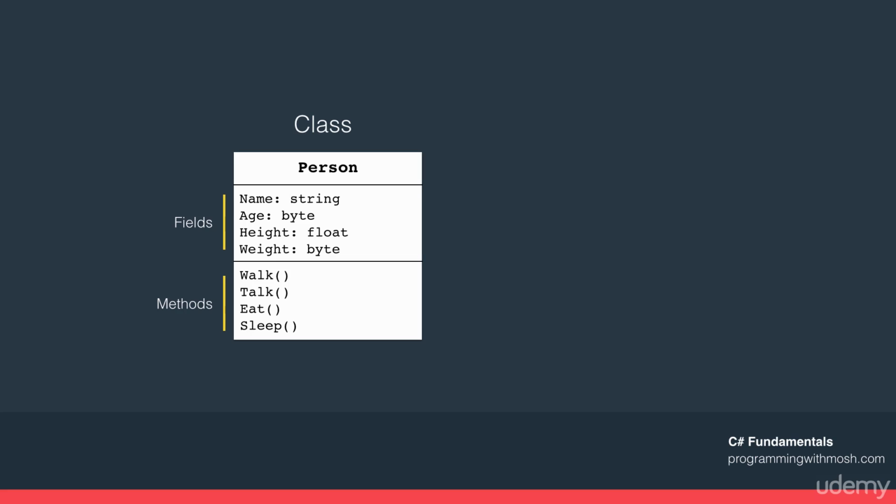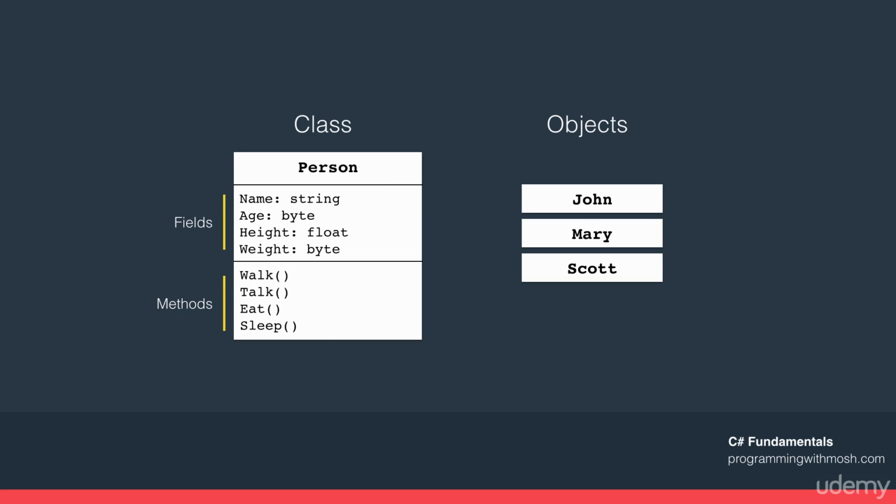This class is a type or a blueprint from which we create objects. So an object is an instance of a class. In this example, we can create 3 instances of this person class, like John, Mary, and Scott. So more accurately, when you run your application, it's these objects that are talking to each other and collaborating to provide some functionality. But the words class and objects are often used interchangeably.